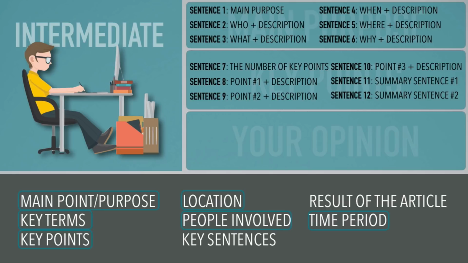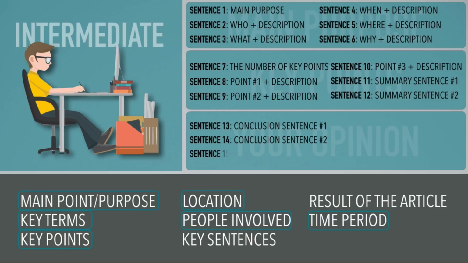Sentence 11, the summary sentence number 1. And sentence 12 is the summary sentence number 2. So now this time we're giving 2 summary sentences. And finally, the your opinion section. Now in this section, we now have 3 sentences. Sentence 13 is the conclusion sentence number 1. Sentence 14 is the conclusion sentence number 2. So we're expanding our information as it regards to the conclusion in our summary.